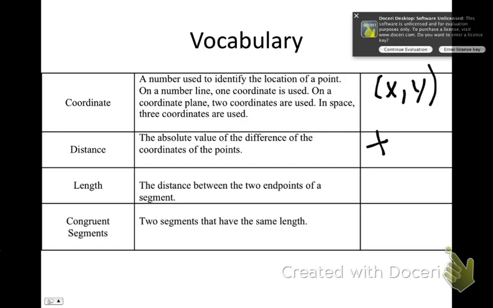Is it like... That's the left. What if you go backwards? Still positive. We're talking about direction. We're talking about distance. Positive.